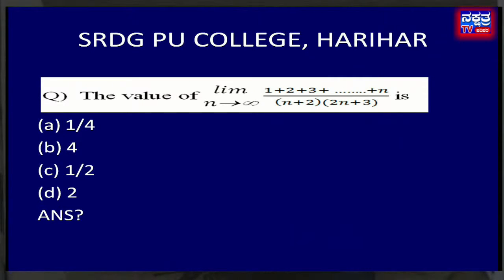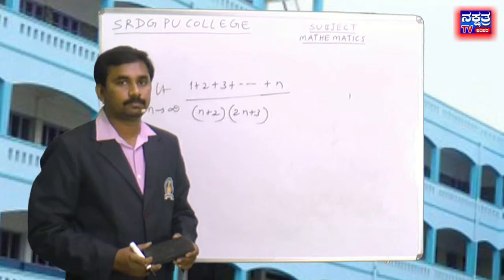The value of limit n tends to infinity (1 plus 2 plus 3 plus ... plus n) by (n plus 2) into (2n plus 3) is: option A 1 by 4, option B 4, option C 1 by 2, option D 2. Watch the board.